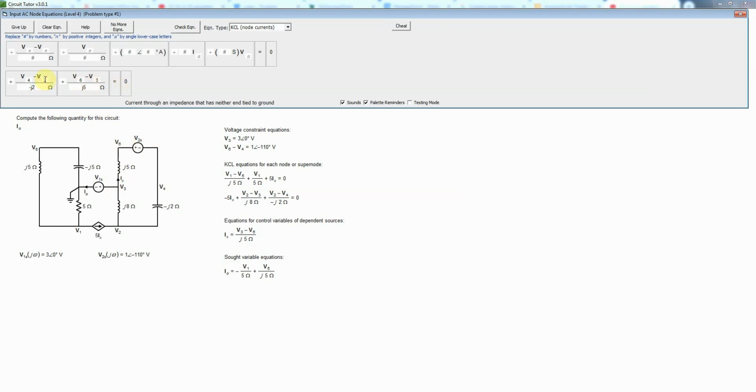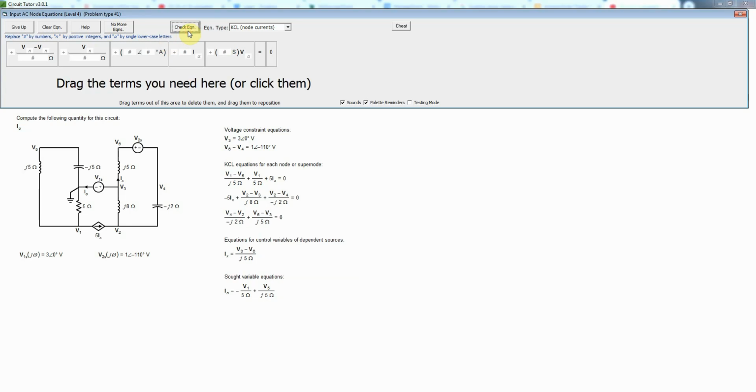And again, all the nodes that are part of the supernode are going to have positive coefficients. So node 4 and node 6 have positive coefficients. All the other nodes in this equation will have negative coefficients, since I'm adding terms that leave that node. So that is correct. And let's see, so we've done that.